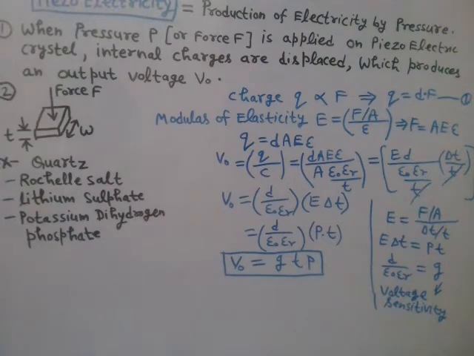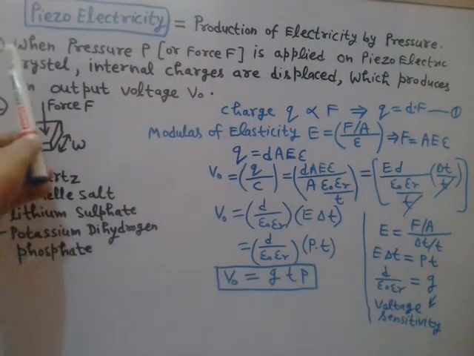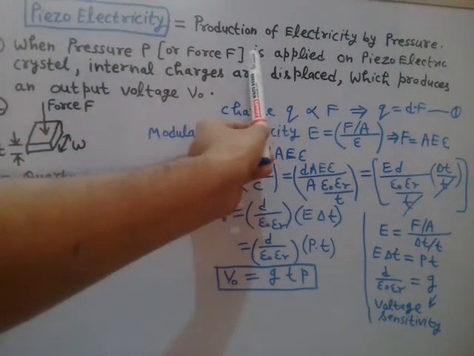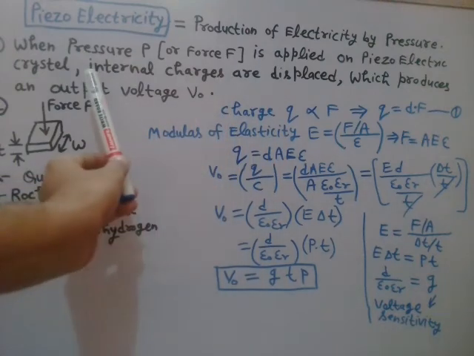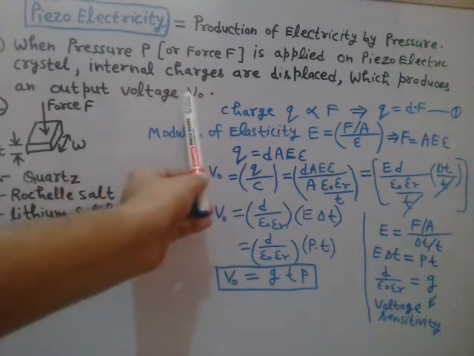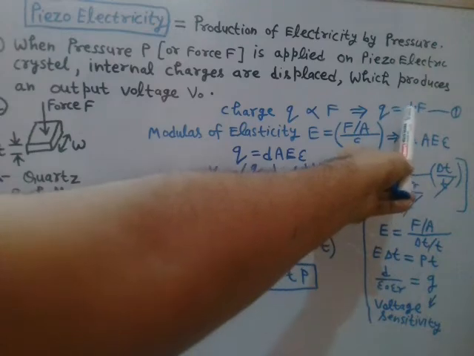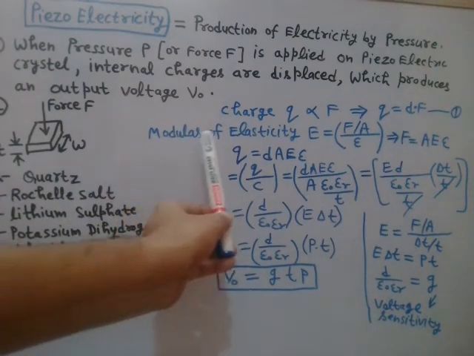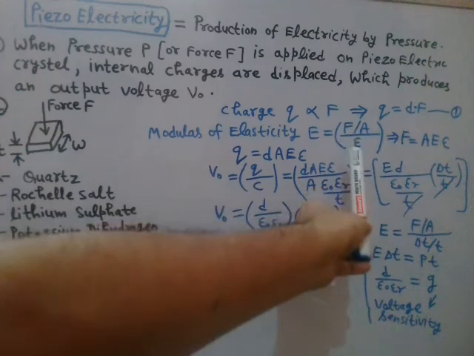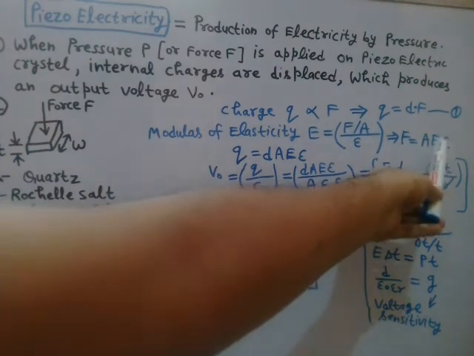across piezoelectric crystal. So what is piezoelectricity? Piezoelectricity is nothing but the production of electricity by pressure. So whenever you apply pressure P on the surface of the piezoelectric crystal, then the internal charges are displaced, which produces an output voltage V0. So charge Q is proportional to force. Q is equal to D into force. D is a proportionality constant, and modulus of elasticity is given by E is equal to stress by strain. F by A is a stress, epsilon is a strain. So F is A epsilon E, right?